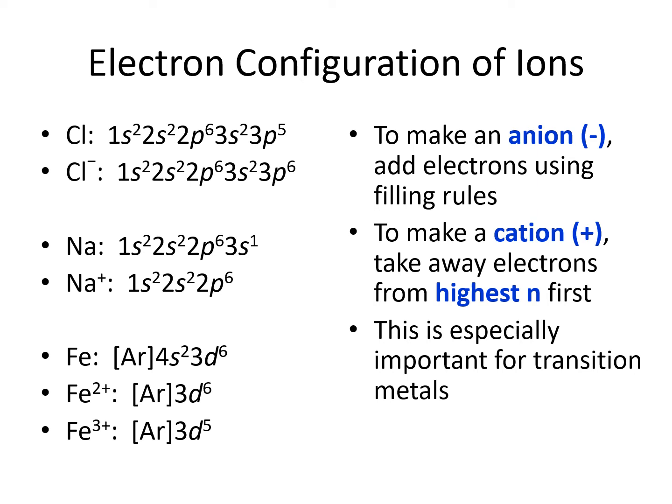To make iron 3+, we take 3 electrons away. The first 2 come out of the 4s, which has the highest n, and then the last one has to come out of the 3d.